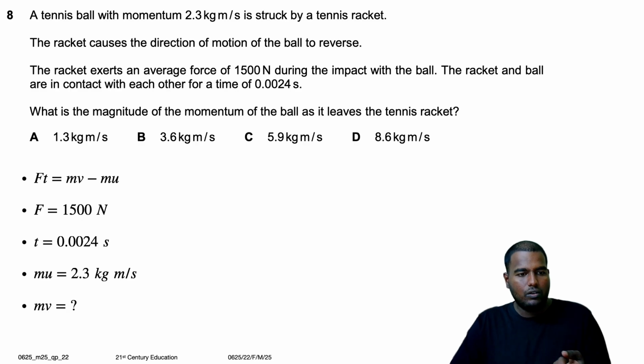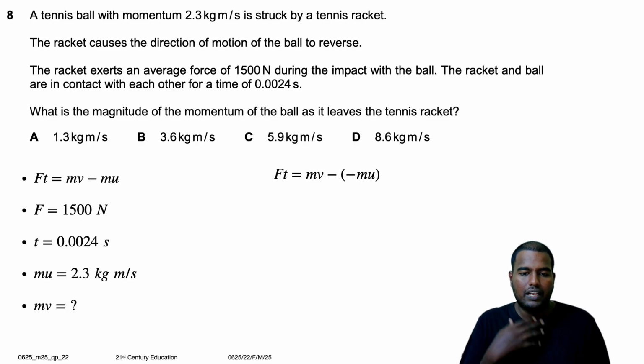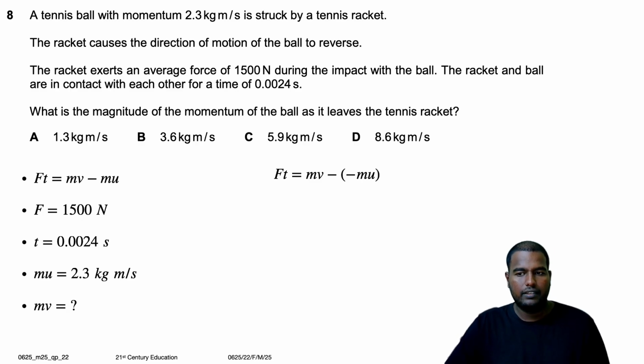So Ft equal to mv minus mu, right? So Ft equal to mv minus of mu. Why? Because the ball leaves in the opposite direction from which it comes. So we have taken whichever direction the ball leaves as positive. So if we rewrite this equation, Ft equal to mv plus mu.